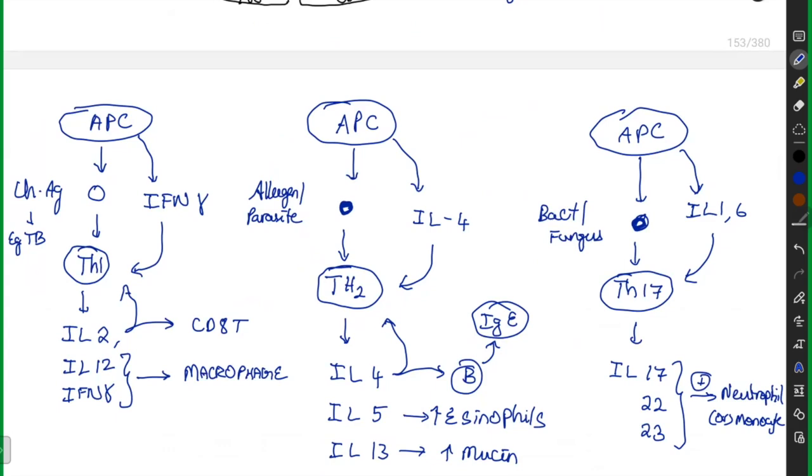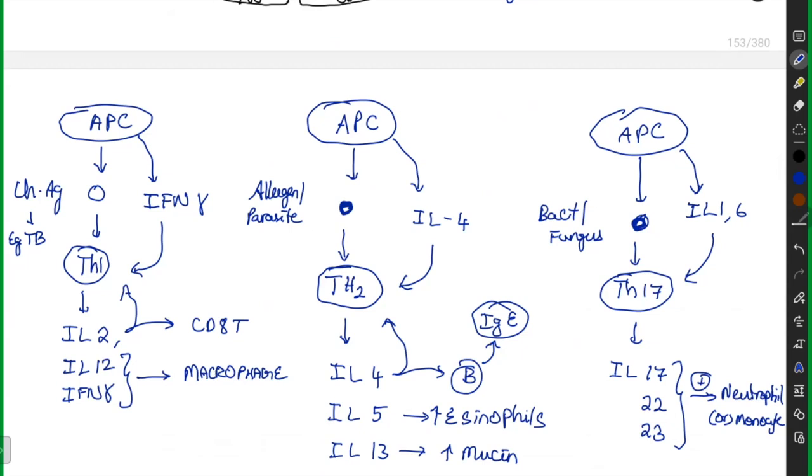So with allergens and parasites, your antigen presenting cells will be stimulating interleukin 4, whereas earlier it was interferon gamma. That is in turn going to stimulate your T helper cell 2. The antigen presenting cell presents to T helper cell 2, which gives three important things: interleukin 4, interleukin 5, interleukin 13. Interleukin 4 again acts on Th2 and also acts on B cells, differentiating them to produce immunoglobulin E. Interleukin 5 increases the eosinophil level. Interleukin 13 increases your mucin level.